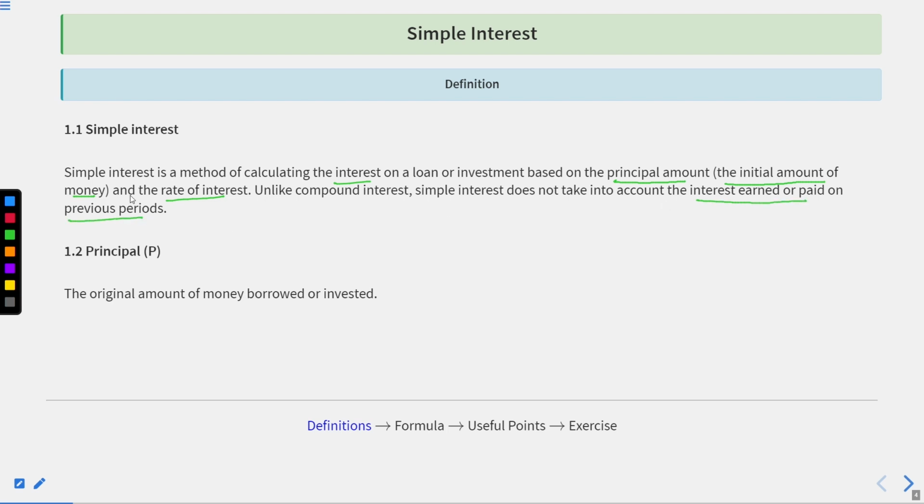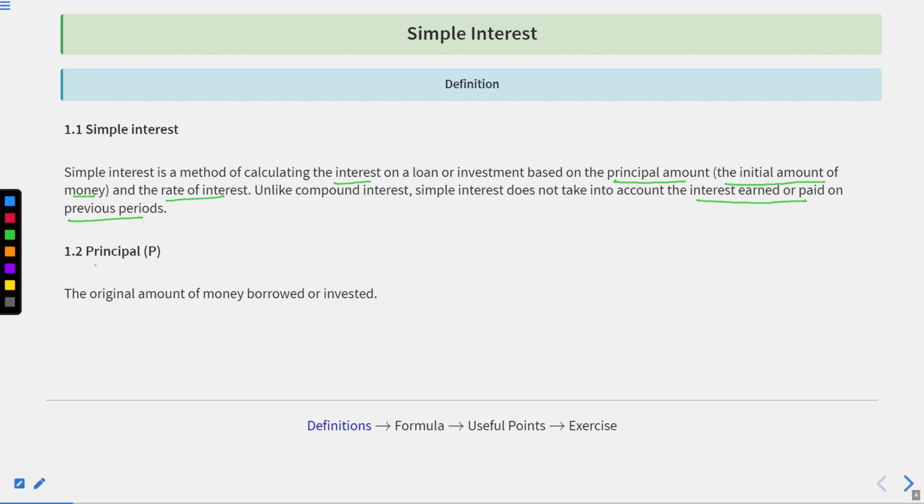So what is a simple interest? It is the interest that we pay or we receive on the principal amount, our investment or our loan. So when you take a loan from a bank, you pay some interest. By interest, I mean the rent to use that money. And if you do a fixed deposit in the bank, you receive some interest. So that is simple interest.